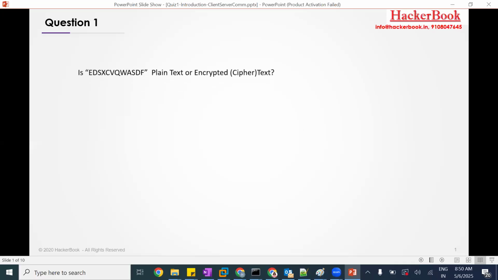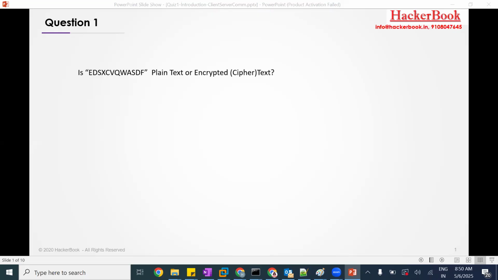First question. Is this plain text or a ciphertext? EDSX, CBQ, WAS, DF. Another 10 seconds to answer.